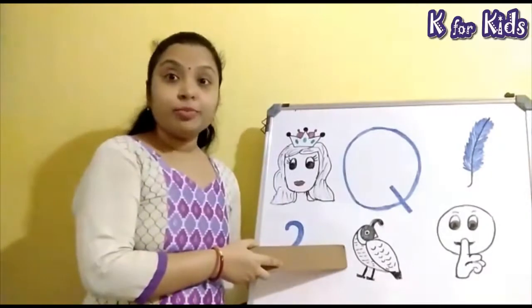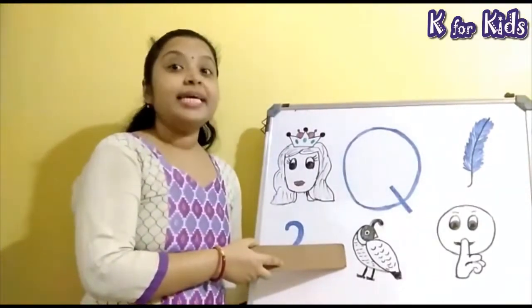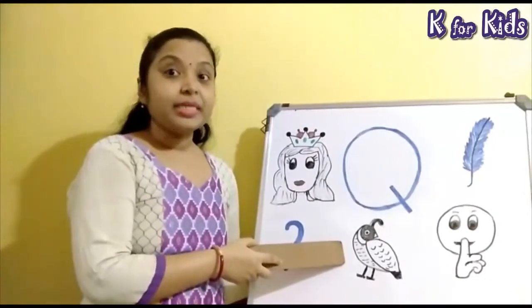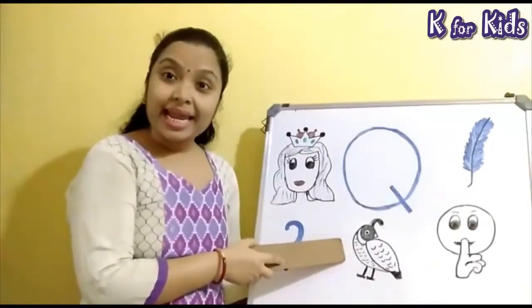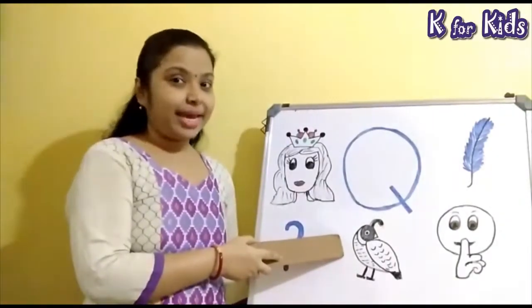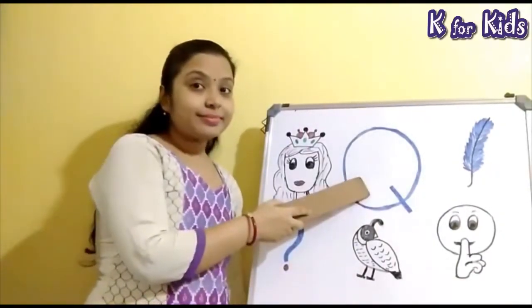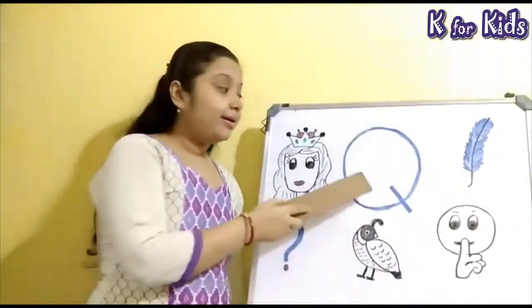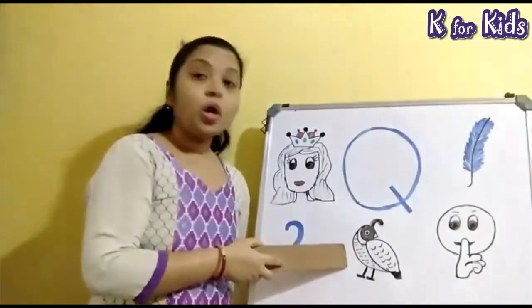Children, which board is this? This is a quill. Quill starts with the alphabet Q. Q for quill. Q for quill.